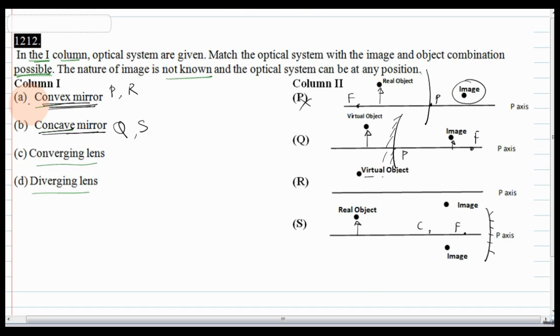So you can now see how I am finding options for the concave and convex mirrors. Similarly you can find out which options are correct for C and D. Those will come out to be: for option C, you will see that options Q and S are matching, and similarly for the diverging lens, options P and R are matching. You can see that for yourself.